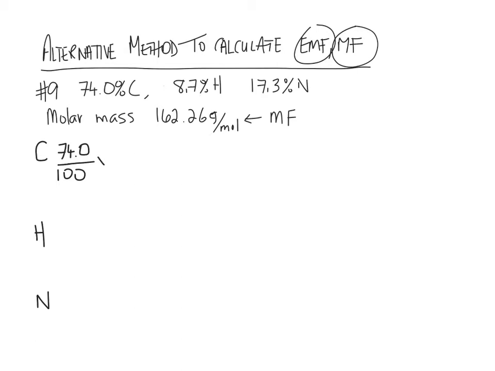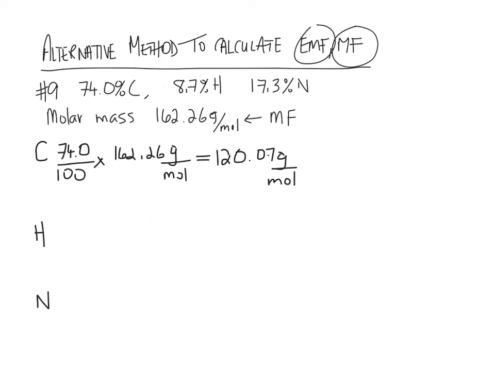So 74% of the compound is carbon. So 74% of the molar mass tells you the proportion that is just carbon. So you figure this out, and that is 0.74 times 162.26 grams per mole. So that's 120.07 grams per mole that is just carbon.